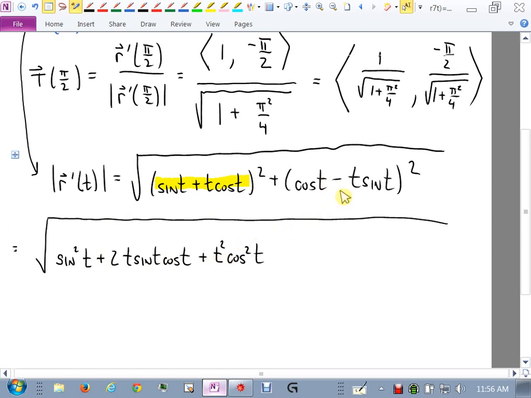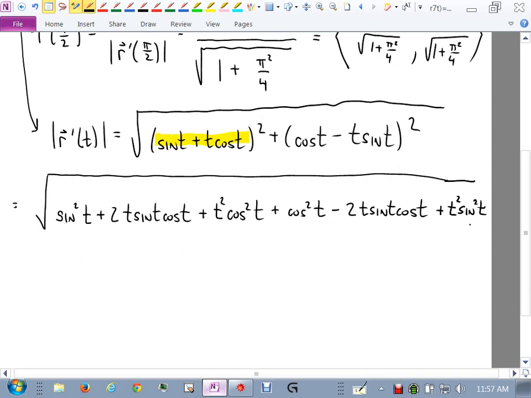And then what about this one over here? Cosine squared t minus 2t sine t cosine t. I'm just rearranging things, but that is correct. And then the last term would be plus t squared sine squared t. Yes? Do you see anything good? This one and this one are gone. This one and this one make 1.